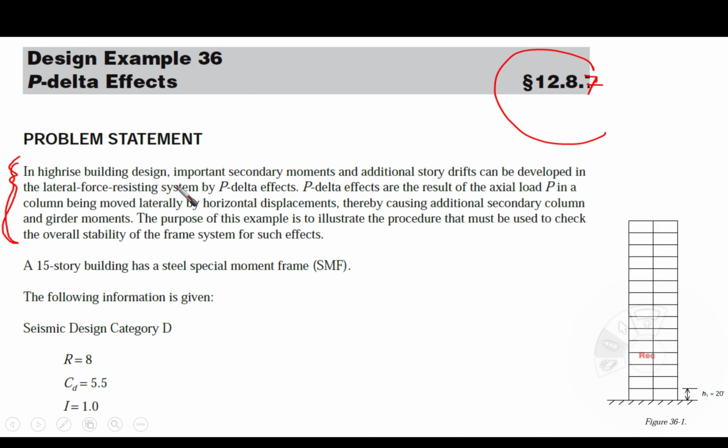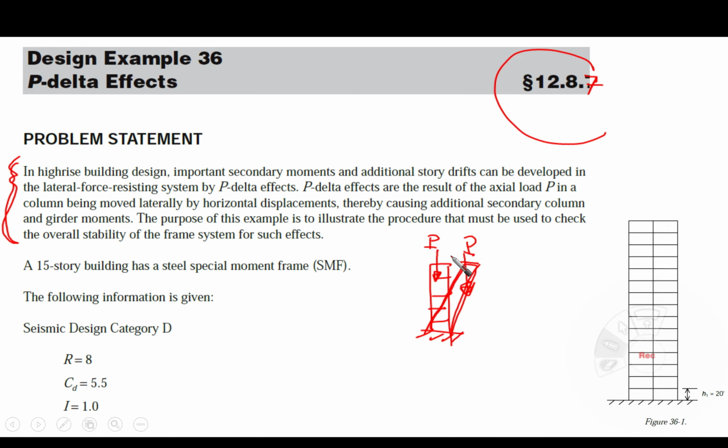In high-rise building design, important secondary moments and additional story drifts can be developed in the lateral force resisting system by P-delta effects. As we said, especially for the high-rise, if there is a lateral displacement that takes place due to the earthquake, the gravity loads are going to make a great deal of effect if we have a very high structure like this, and if the gravity loads P are high.